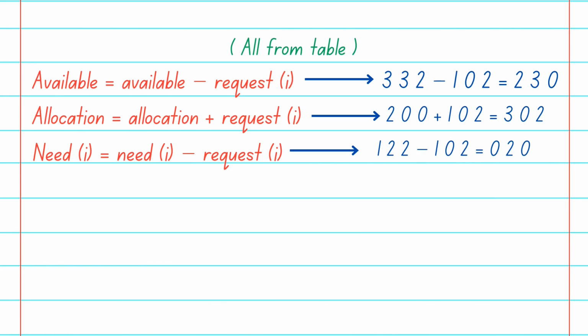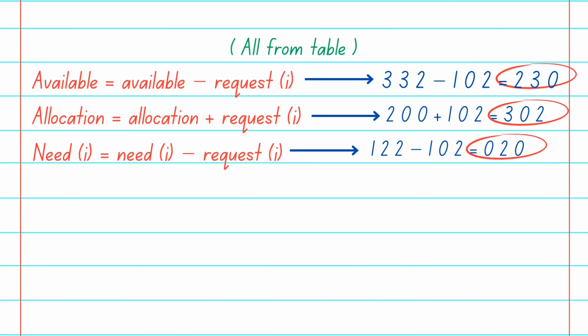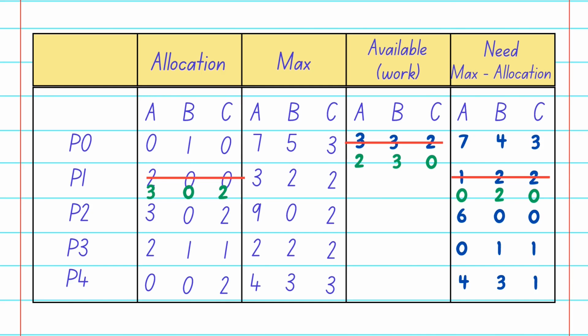So we have to update all these three values in our table. So our updated table would be like this. Okay, so our last step is to check whether this state is a safe state or not. To check this, we have to use the safety algorithm. Okay, we know the safety algorithm, right?